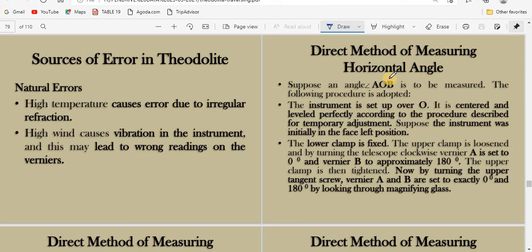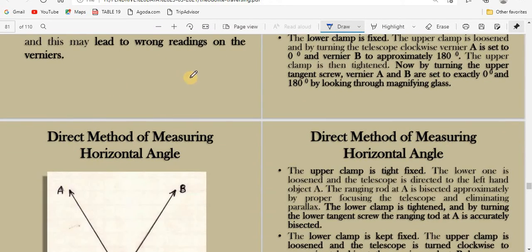Okay, so the direct method of measuring the horizontal angle. First we will start with the horizontal angle and then your vertical angle. The first method involved in your theodolite is called the direct method of measuring the horizontal angle. Suppose AOB is to be measured. The following procedure is to be adopted. You can see a diagram shown over here.